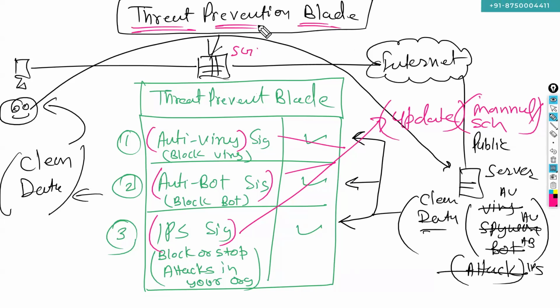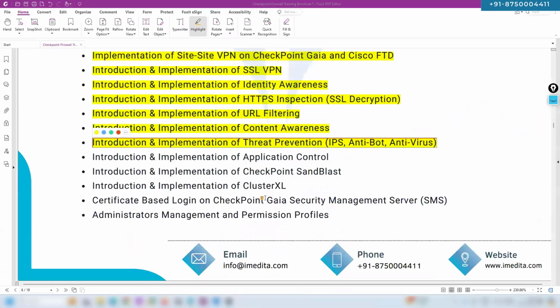What is threat prevention? Simple. When we enable antivirus, anti-bot and IPS signatures on the Checkpoint firewall, that combination of three blades is called threat prevention. Okay, so this was an introduction to threat prevention. Next, we have application control. So, what is application control?